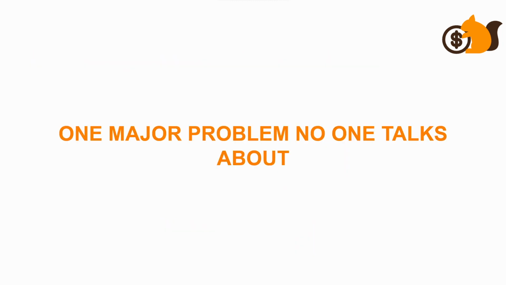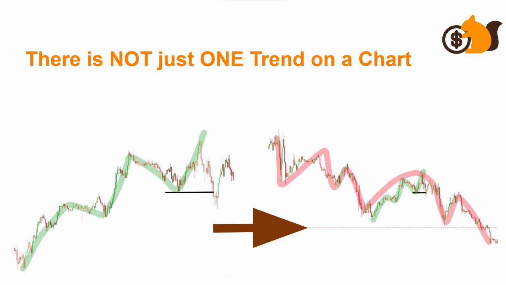Alright, now that we have talked about the two most common problems when trend trading, let's talk about the one problem that causes all of that. Let me say it clearly, there is not just one trend on the chart. The major problem most trend traders face is that they lack understanding about different trend sizes and about trends inside trends. Let's look at the two pictures below.